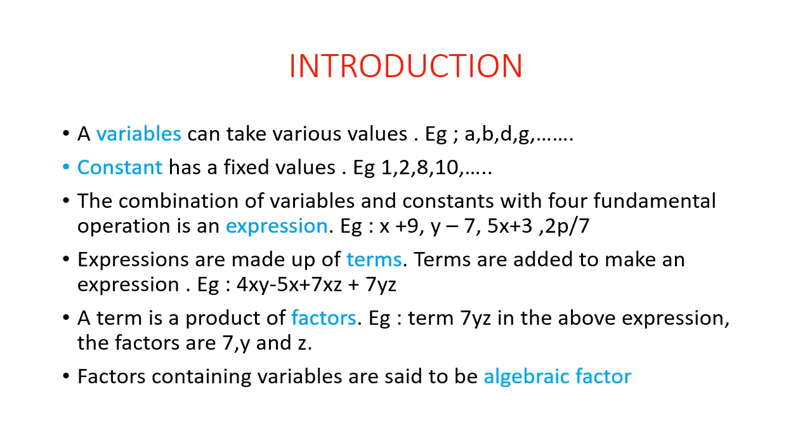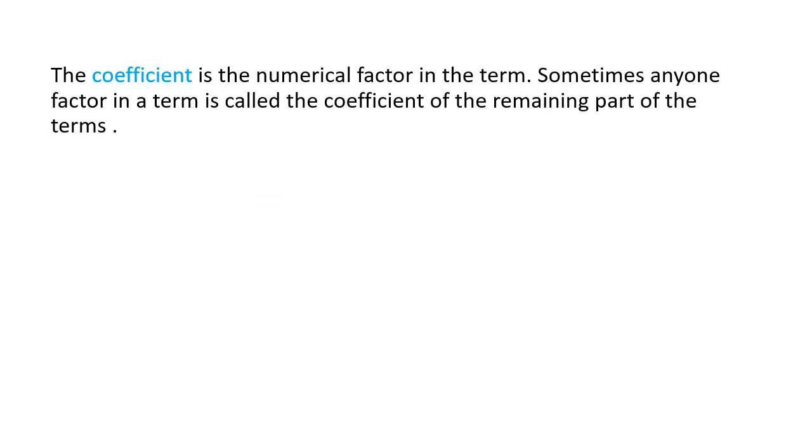Factors containing variables are said to be algebraic factors. Here we are taking a factor as a variable; only variables, we can call that factor an algebraic factor. And then see, coefficient. Now we are going to discuss coefficient. What is a coefficient? The coefficient is the numerical factor in the term. Sometimes any one factor in a term is called the coefficient of the remaining part of the term, that we will see in an example. Usually coefficient means the numerical factor in the term.